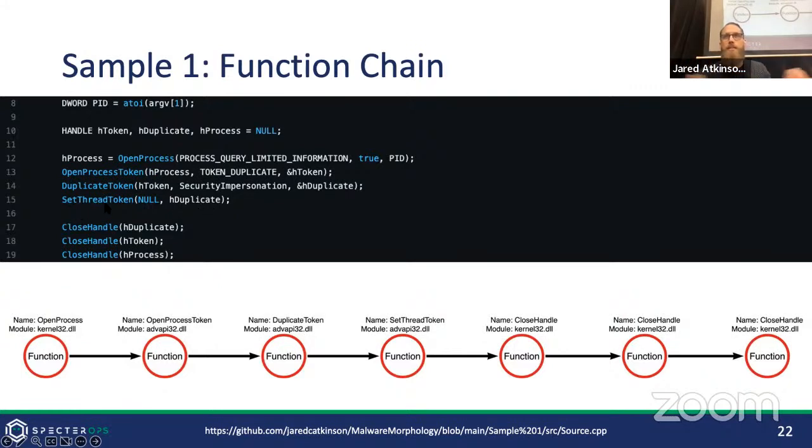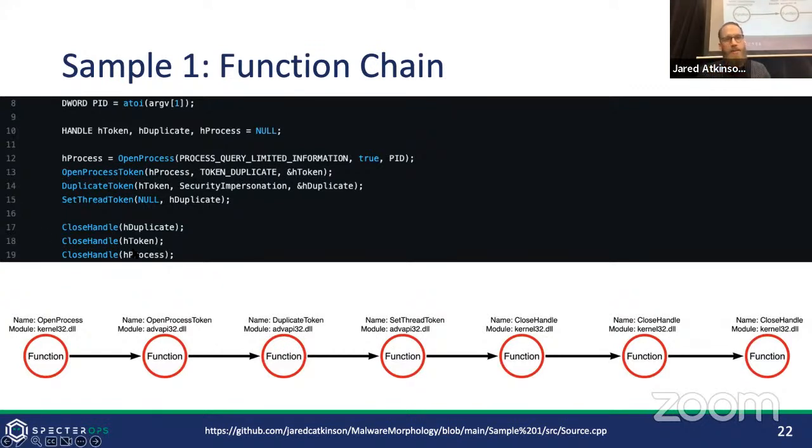And so you can see that there's this relationship where you can't call set thread token until you've called duplicate token. You can't call duplicate token until you've called open process token, and so on and so forth, right? So that's that composability thing. You can't just call these in whatever order you want.